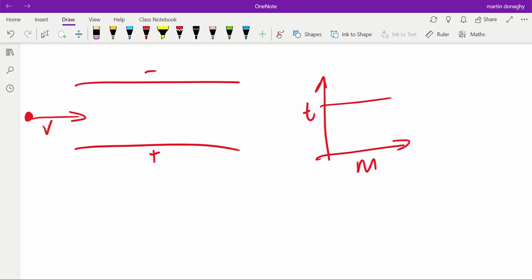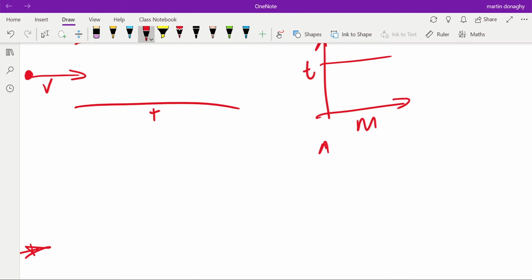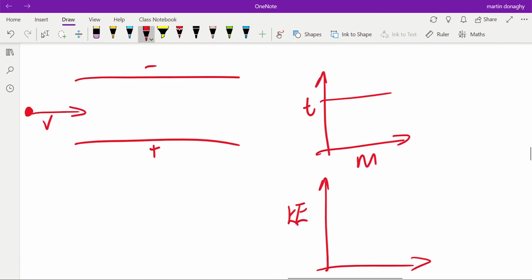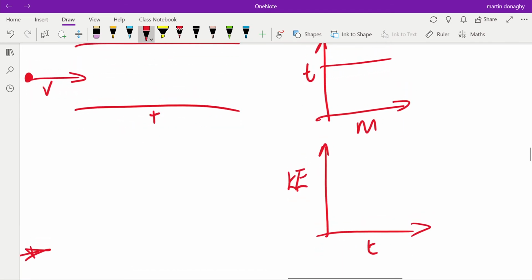Part B then says sketch a graph to show how the kinetic energy changes for a given ion on the time spent inside there. Now, the key thing to notice here is that for any ion, it enters at a certain velocity, so it already has kinetic energy at time t equals 0, so this isn't going to go through the origin.